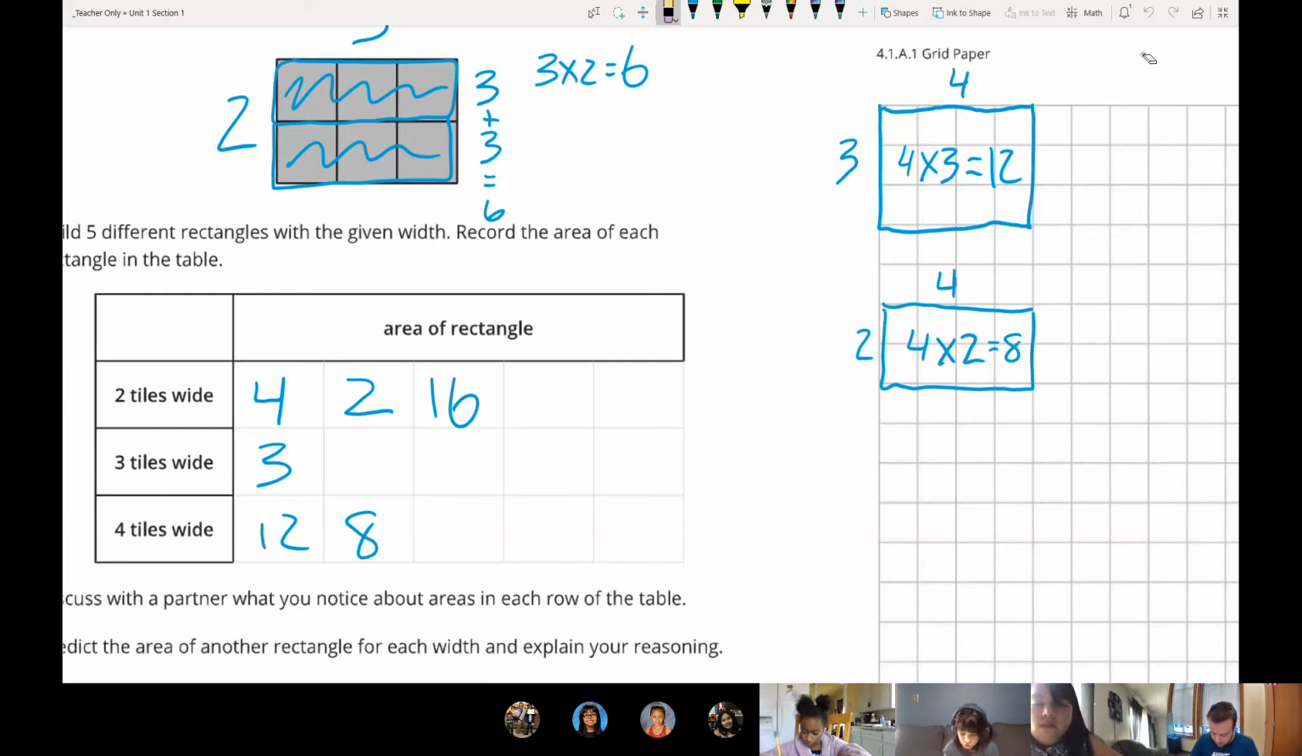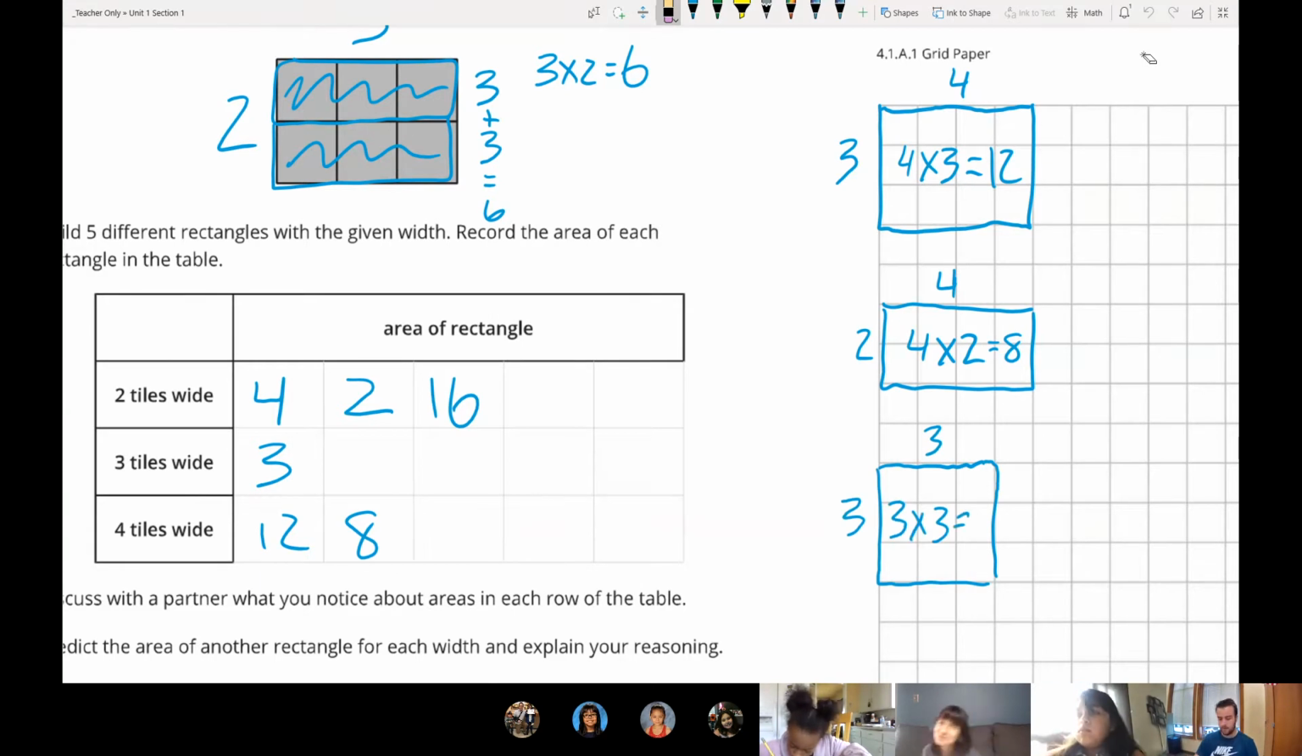Let's do one 3 wide, Adelina. We're just powering these out. Let's go 3 by 3. And 3 times 3 is 9. It is 9. So I'm going to fill in the graph over here for 9.